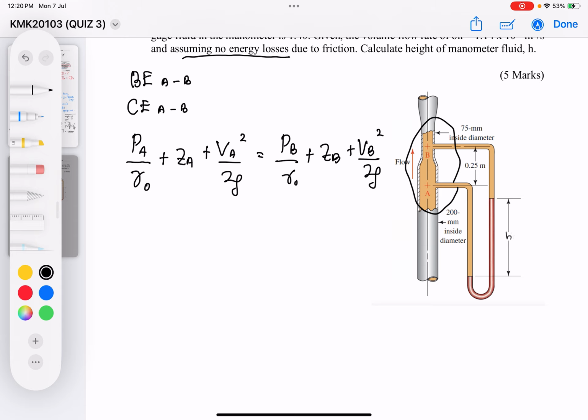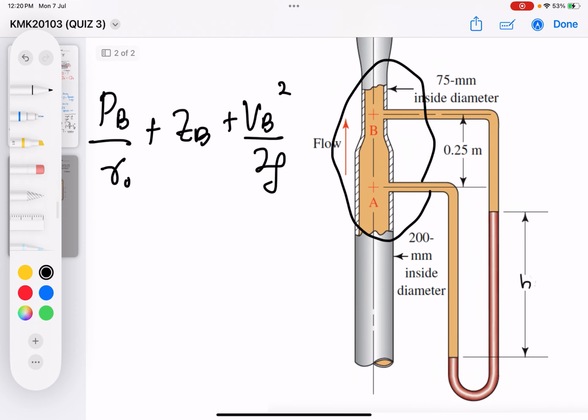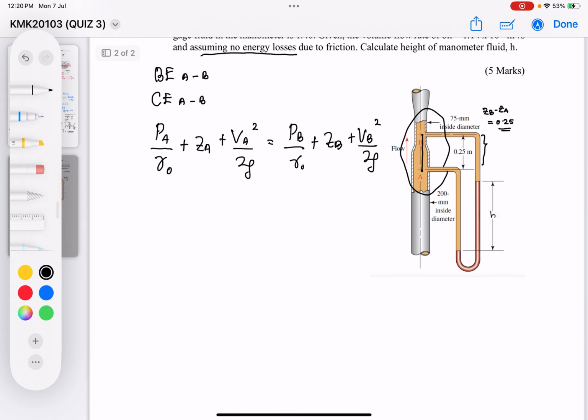Obviously, ZA is not equal to ZB. Instead, the height difference between point A and point B is ZB minus ZA equals 0.25, because point B is higher compared to point A. Therefore, point B will have higher potential energy. The value is the height difference between A and B, which is 0.25. So what I can do here is solve for ZA and ZB; if I rearrange it, it looks something like this.